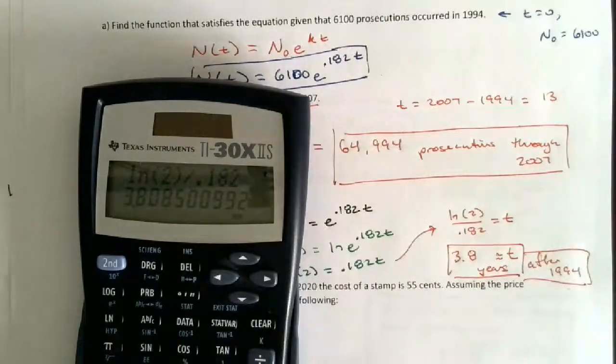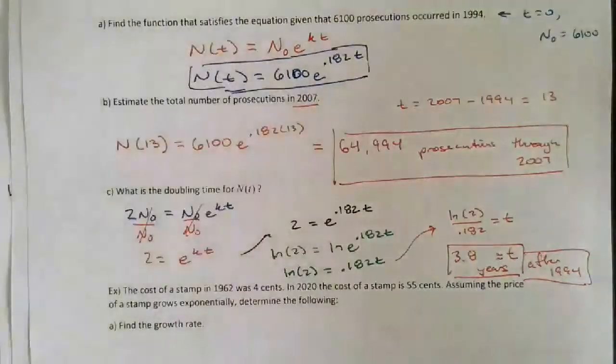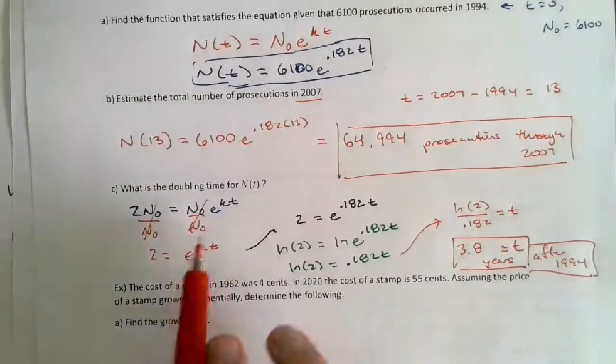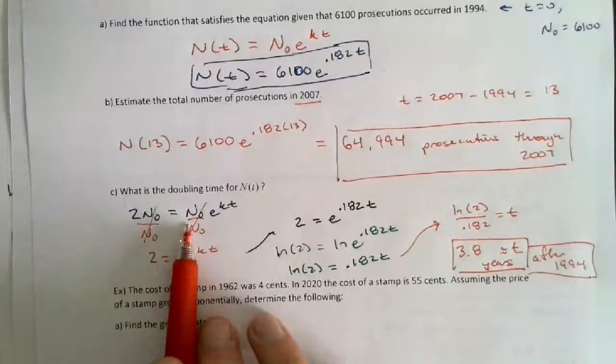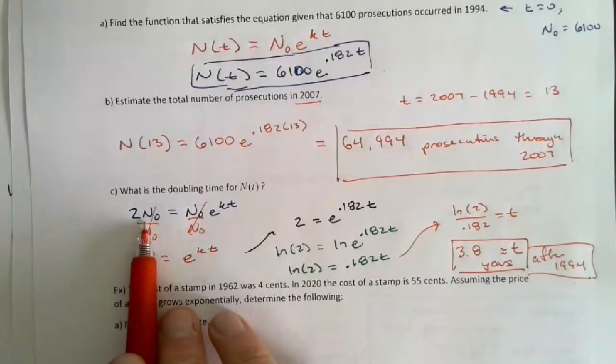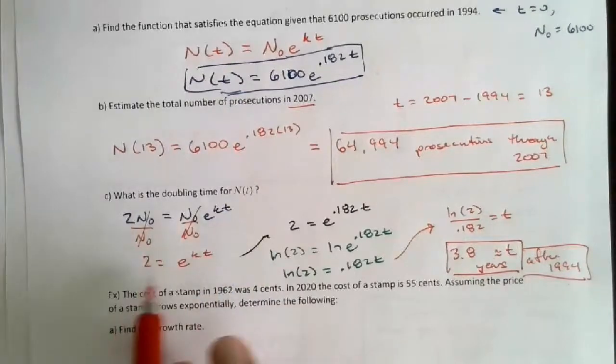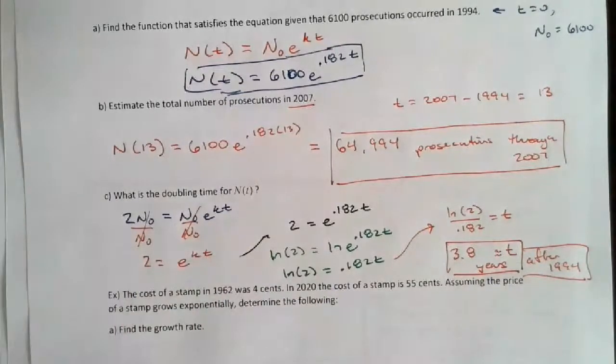That's important, because it's 3.8 years after 1994 when the number of prosecutions will double from the 6,100 that it was initially. If you had put 6,100 in here, then you would have had to put double that over here, and that's okay. Just make sure you know that that's what you would have to do. So you would have 12,200 on this side, and then you still divide, and you end up with the same exact formula. So it doesn't change anything.